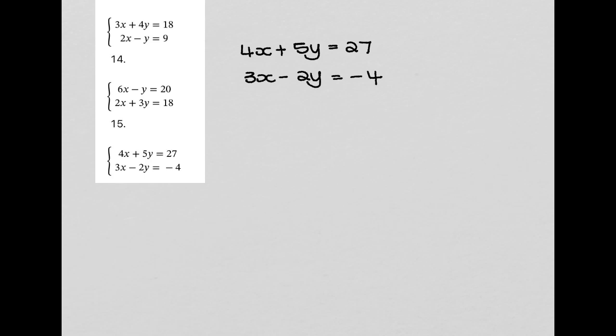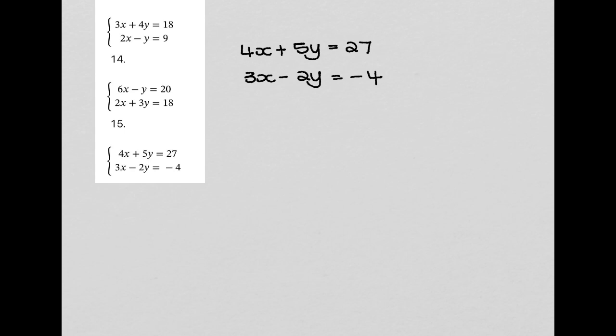So this is question 15. The reason question 15 is so much trickier than the other ones is because there's no easy fix. I cannot make the x's look the same by only multiplying one equation, and I cannot make the y's look the same by multiplying only one equation. So I either have to make the x's look the same by multiplying the whole top equation by 3 and the whole bottom equation by 4, or make the y's the same by multiplying the whole top equation by 2 and the whole bottom equation by 5.